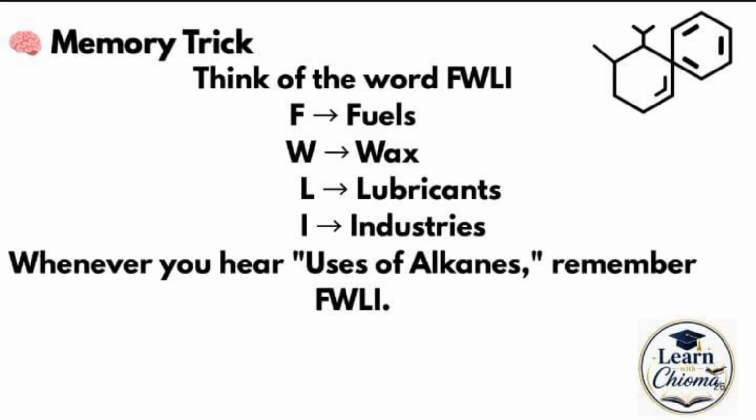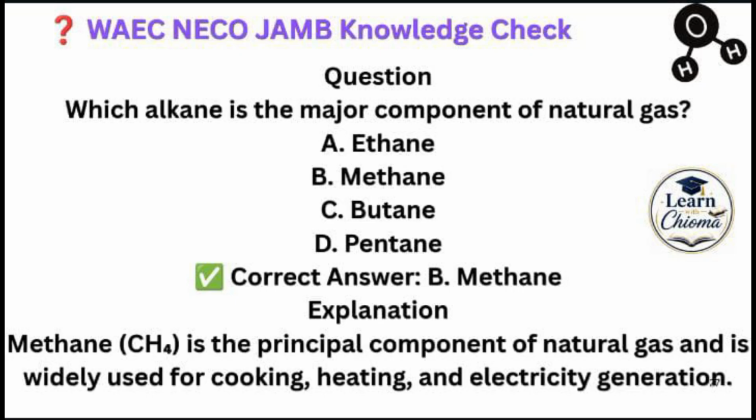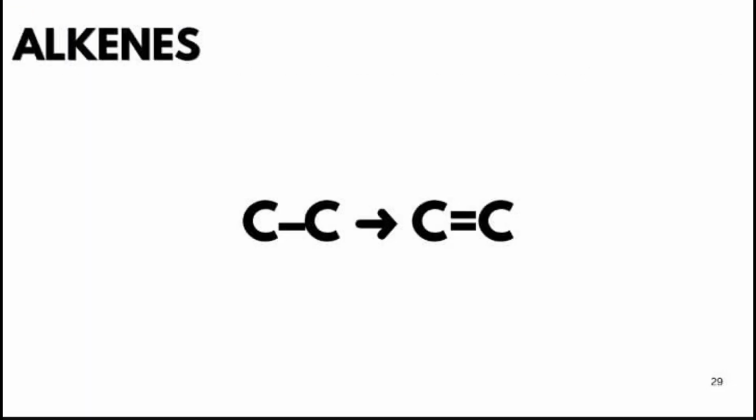We've explored the simplest hydrocarbon family, the alkanes. But what happens when a carbon-carbon double bond is introduced into the molecule? This small structural change makes a big difference. Let's move on to the next family of hydrocarbons, the alkenes.